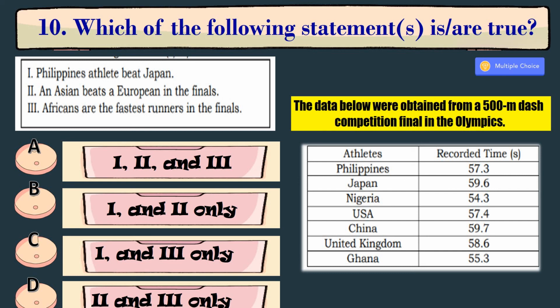So, number 1, Philippines athlete beat Japan. 2, an Asian beats a European in the finals. Or 3, Africans are the fastest runners in the finals. Is it A, 1, 2, and 3? B, 1 and 2 only? C, 1 and 3 only? D, 2 and 3 only? Correct. Letter A, 1, 2, and 3. Philippines athletes beat Japan. An Asian beats a European in finals. Africans are the fastest runners in the final.